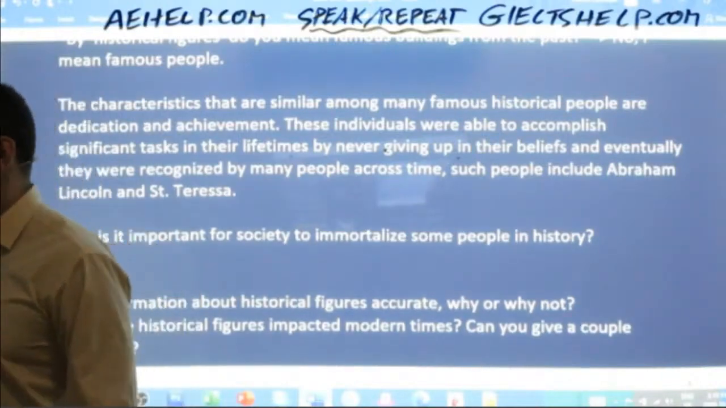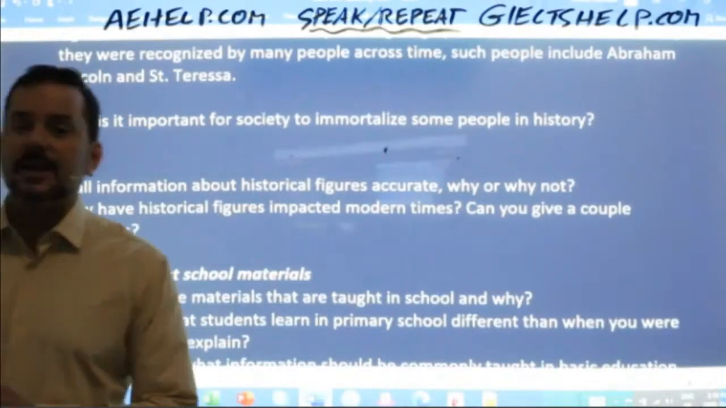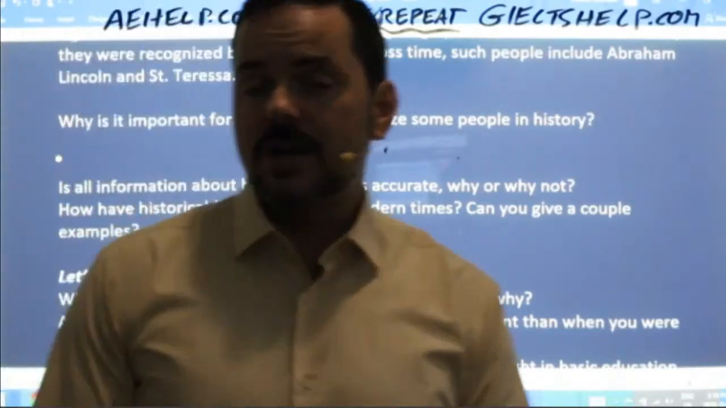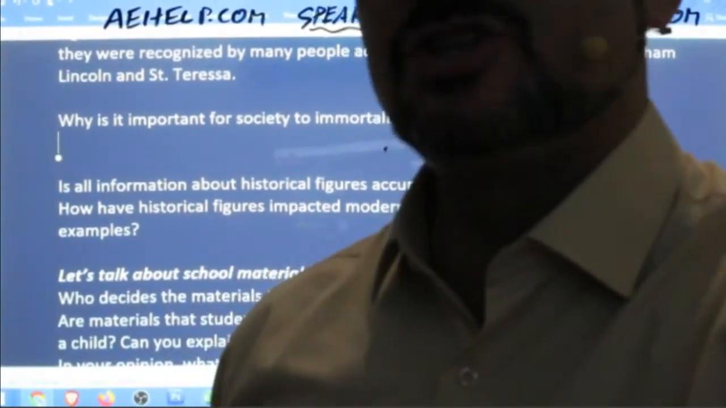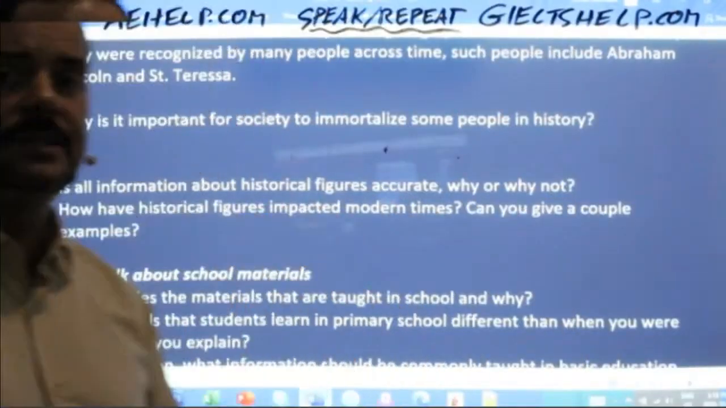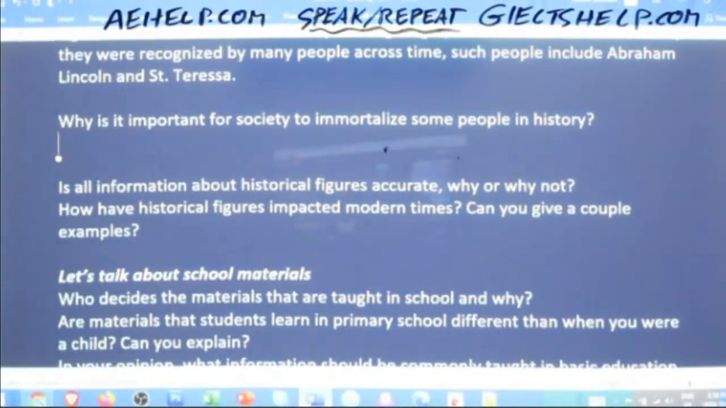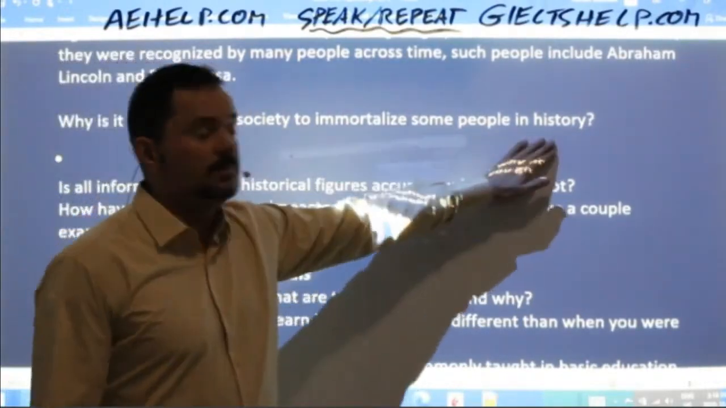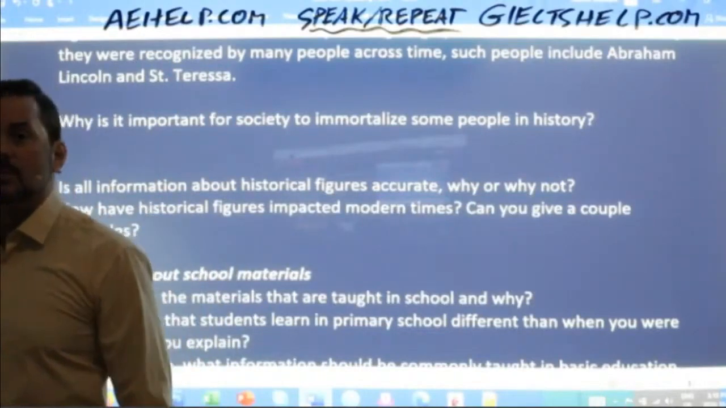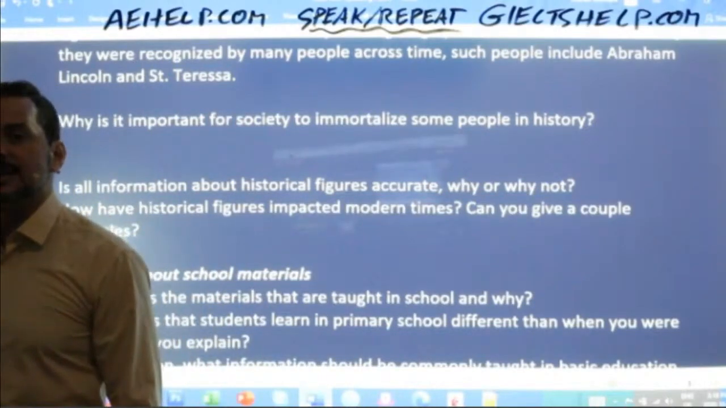Okay, let's try that again. So use the question, think about your answer, think about your explanation, give me an example. Okay. And really pay attention to paraphrasing quantitative language, connecting your ideas. Okay, here we go. Why is it important for society to immortalize some people in history? So why is it important for society to immortalize some people in history?